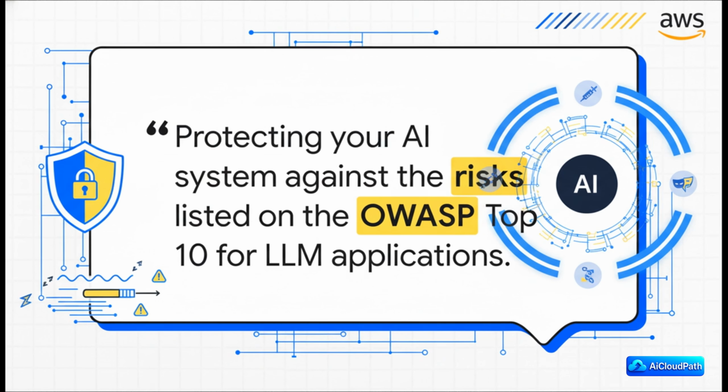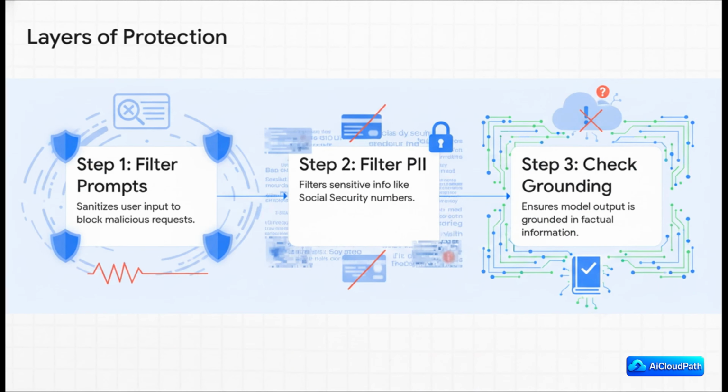Guardrails are specifically designed to protect your AI from the kinds of vulnerabilities you see on the OWASP Top 10 list for large language models. If you're not familiar, OWASP is a huge authority on web security. So this isn't just some random set of rules, it's a framework that's lined up with the best practices in the industry. So guardrails protect the entire conversation from start to finish.